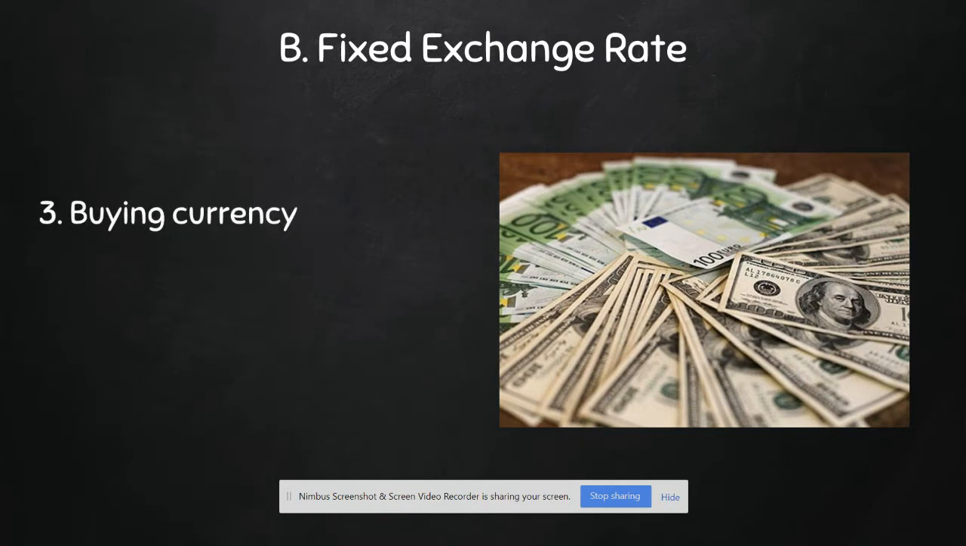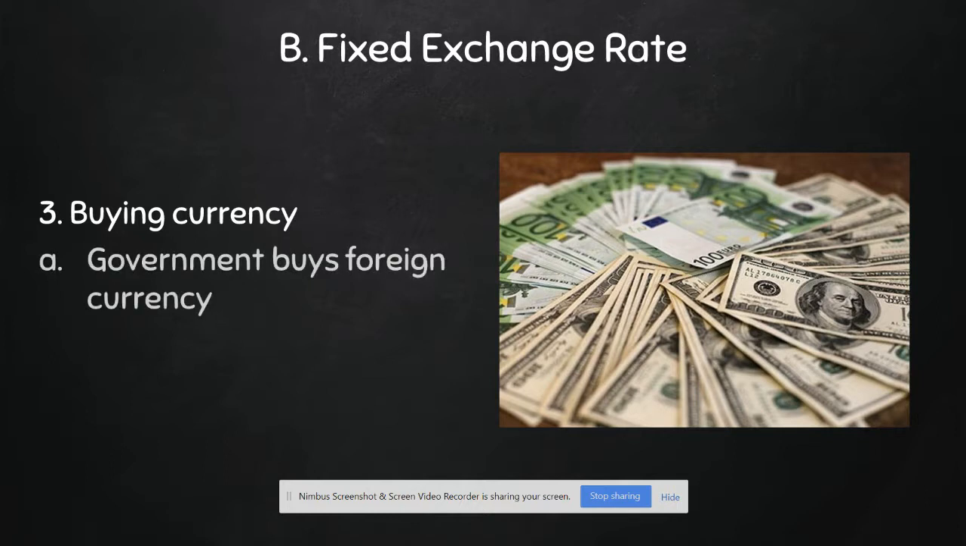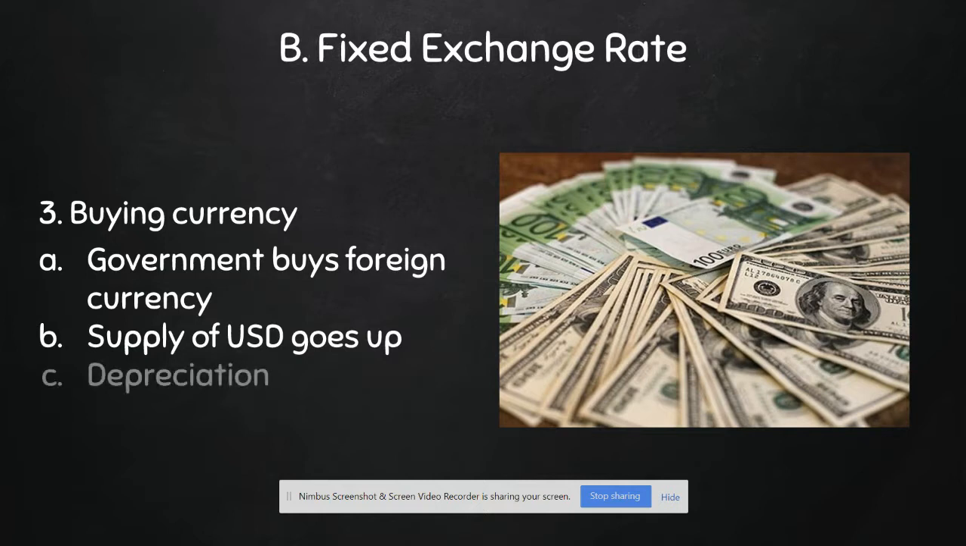The final thing that we can do is simply buy and sell currency, right? Every central bank around the world holds a bunch of foreign currency. There's a certain amount in circulation. And so the United States can simply go in and buy a bunch of currency. So the government goes in with the US dollar and buys a bunch of foreign currency. In doing so, they supply more US dollars to get that currency. So supply shifts right for the US dollar.